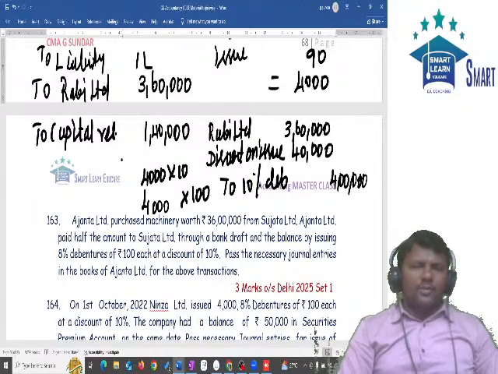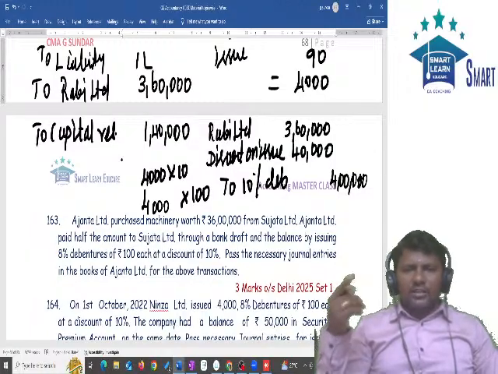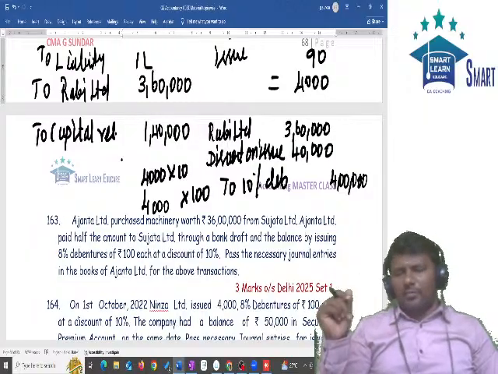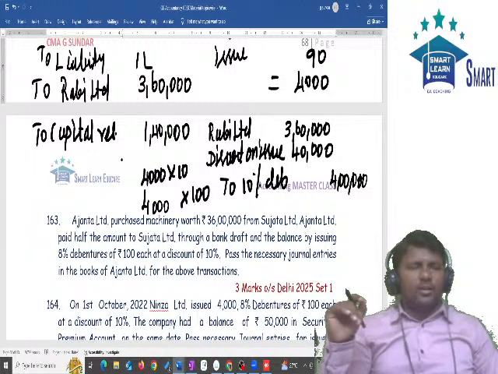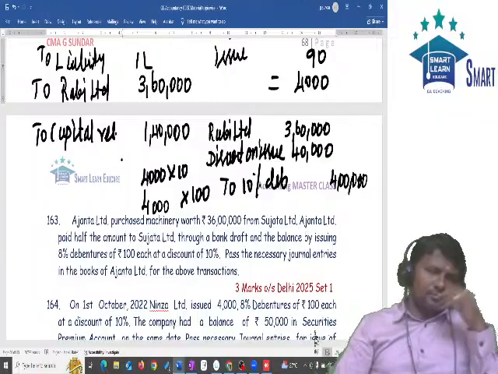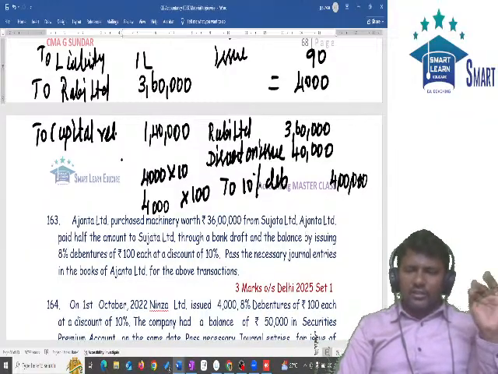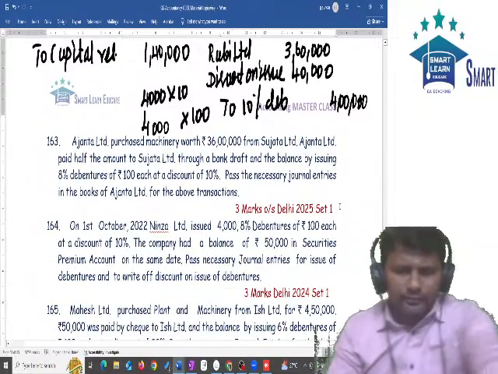So what is the payment entry? Rabi Limited account debit, discount account debit, to 10% debenture. If debentures are issued at a premium, then the entry will be Rabi Limited account debit to percentage debentures, to securities premium. But here the debentures are issued at a discount. So entry: Rabi Limited account debit, discount account debit, to 10% debenture. That's all. Easily you can get this 3 mark. Next question.